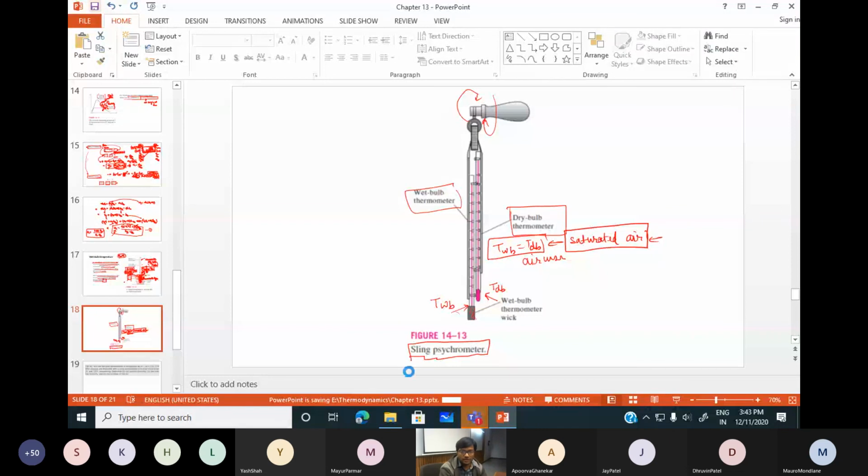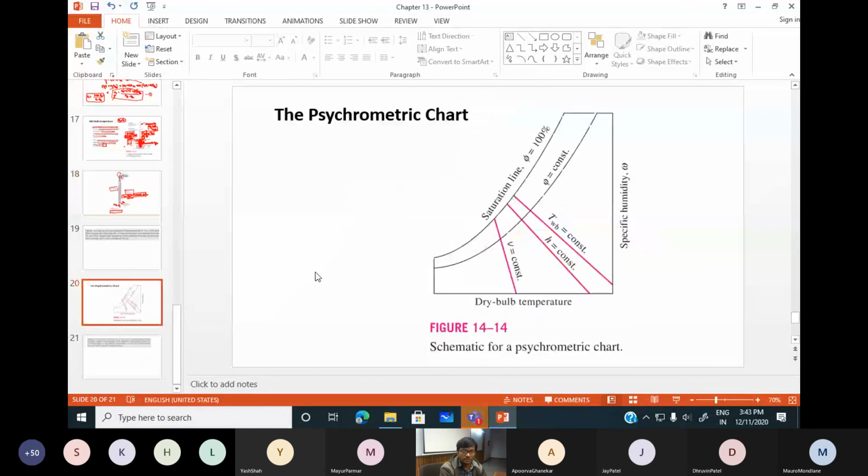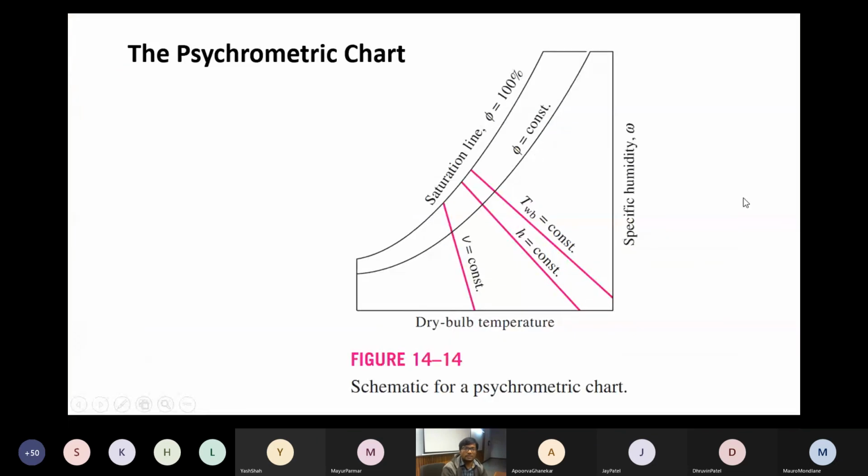In the next class, we'll talk about something called the psychrometric chart. In this chart, we have several parameters, and once we locate our state 1 over here, just by locating it we can estimate our specific humidity, dry bulb temperature, wet bulb temperature, dew point temperature, and all. We'll see this in the next class.